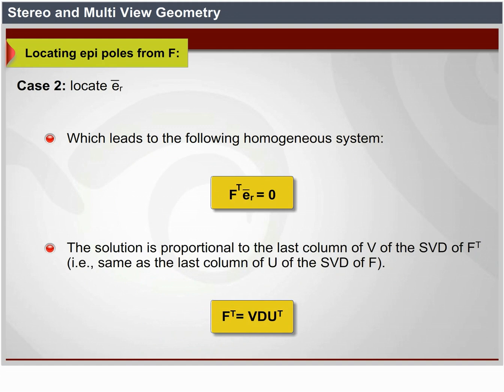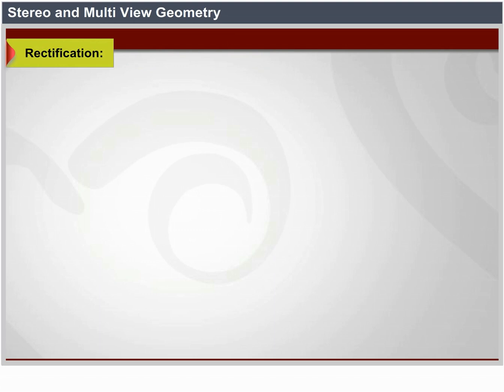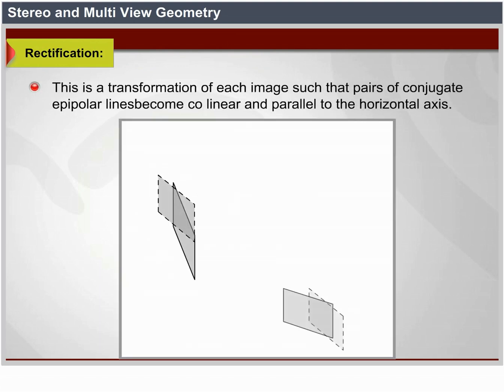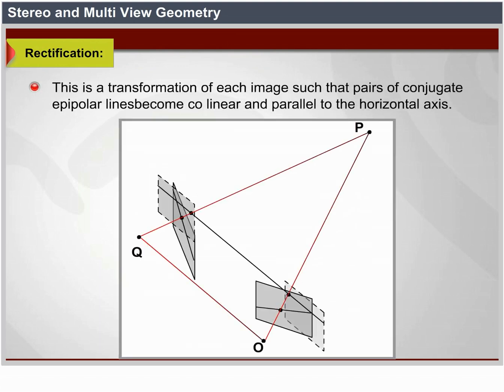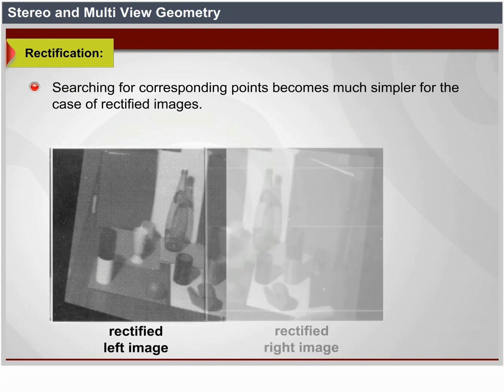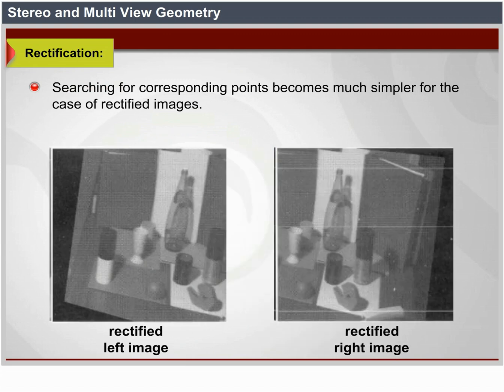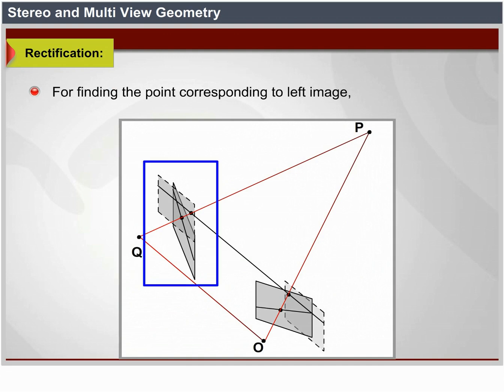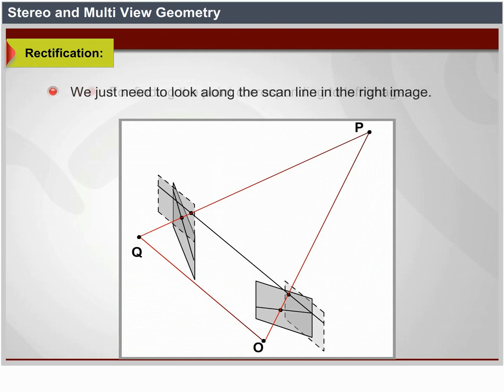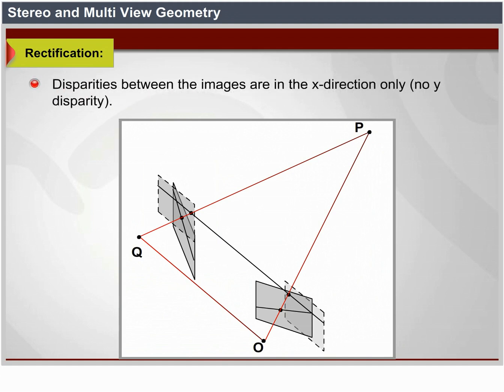Rectification. This is a transformation of each image such that pairs of conjugate epipolar lines become collinear and parallel to the horizontal axis. Searching for corresponding points becomes much simpler for rectified images. To find the point corresponding to the left image, we just need to look along the scan line in the right image. Disparities between the images are in the x direction only, with no y disparity.